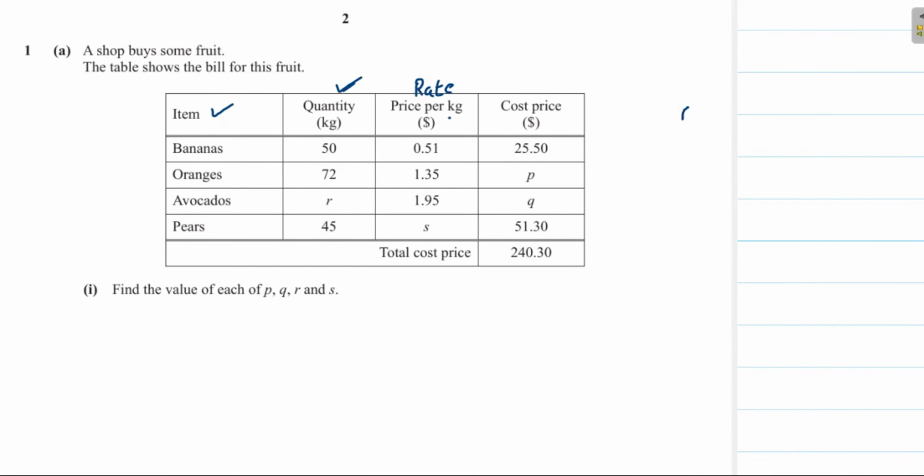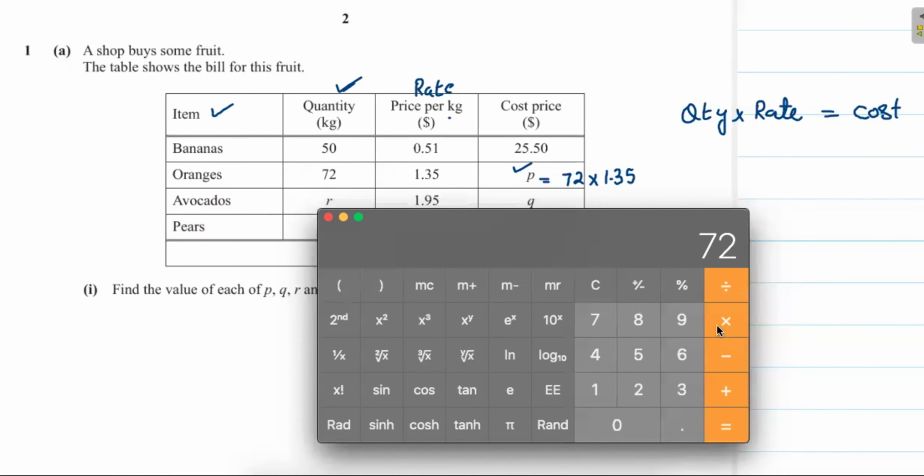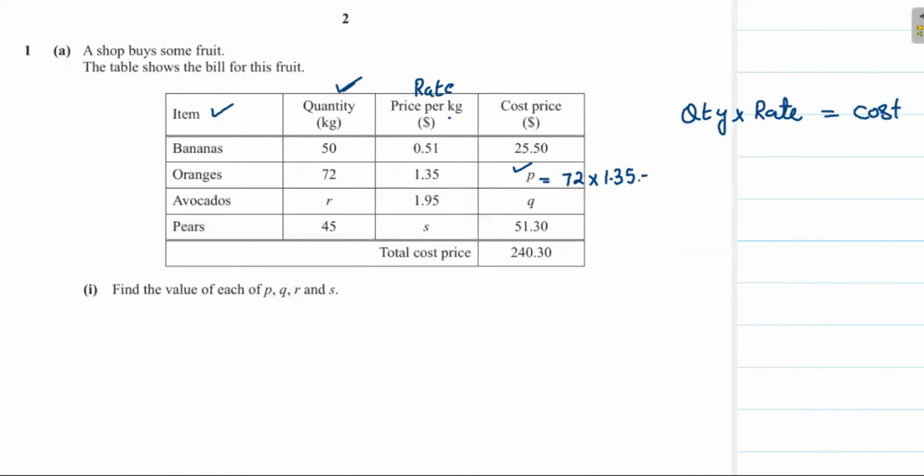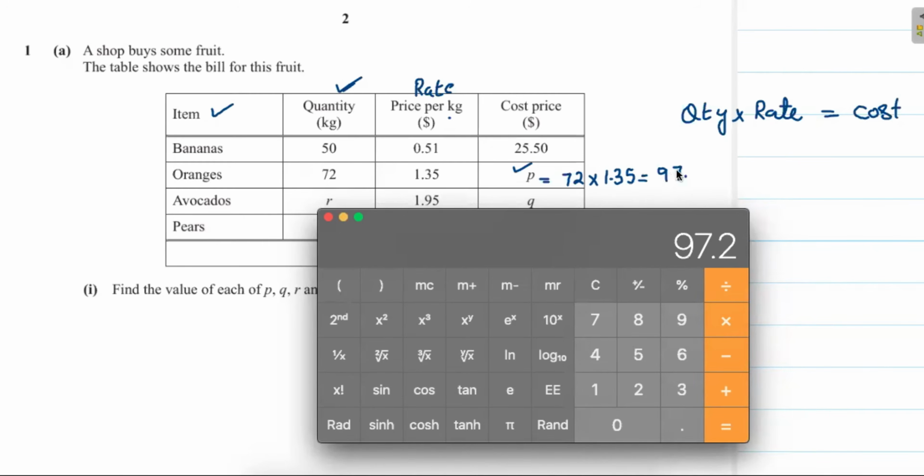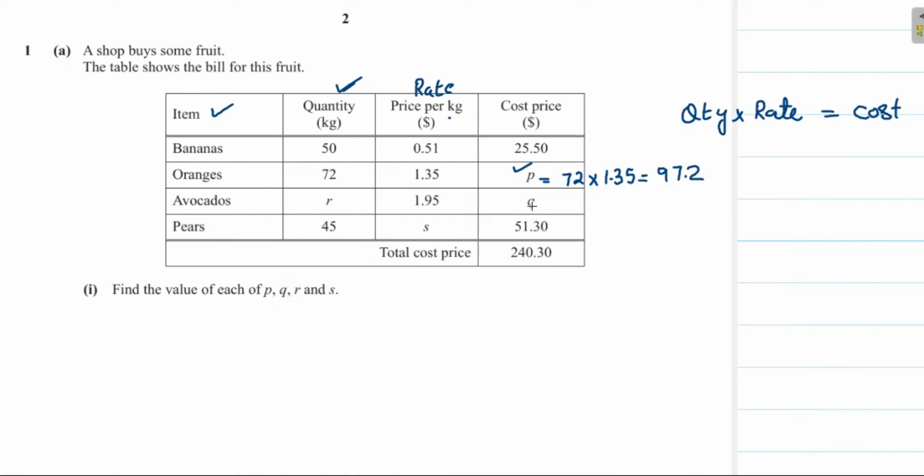You know that when you multiply the quantity by the rate, we get the total cost price. Therefore, we can find the value of P if we multiply the quantity 72 multiplied by 1.35. The answer is 97.2, which is the value of P. Now next we have to find the value of Q.